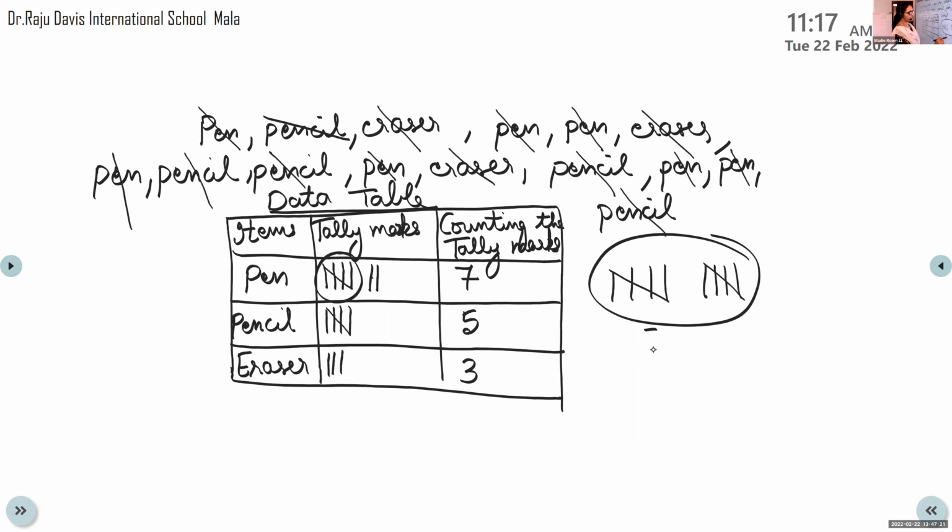This is five. This is also five. So total there are 10. So there is no need of counting the tally marks one by one; by looking at the slanting line and the vertical lines, you can clearly understand that there are five. That is five.